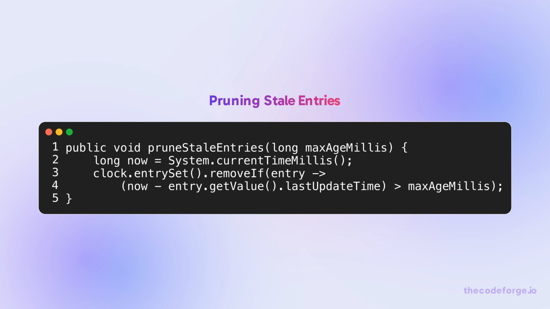This pruning method removes entries that haven't been updated for a given age. But be careful, pruning too aggressively can lose causality information. Only prune entries for nodes known to be dead or removed.